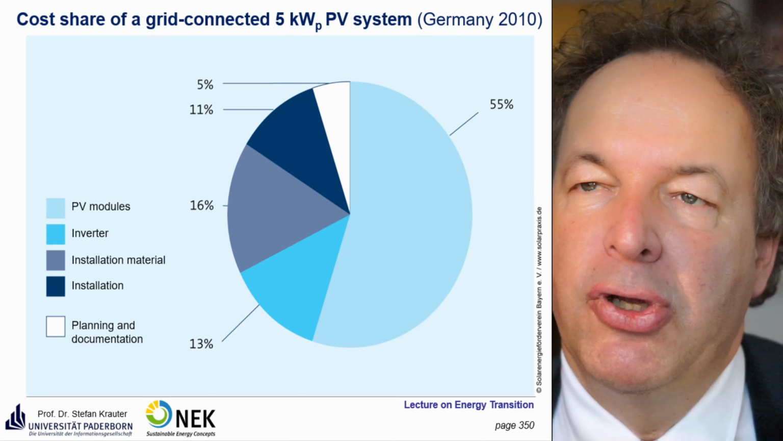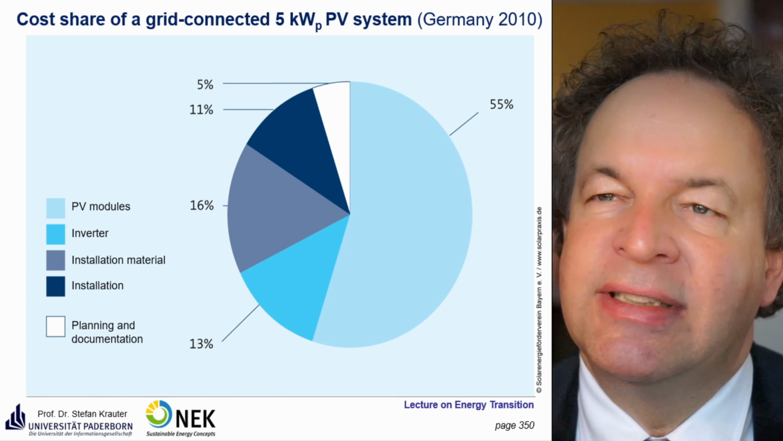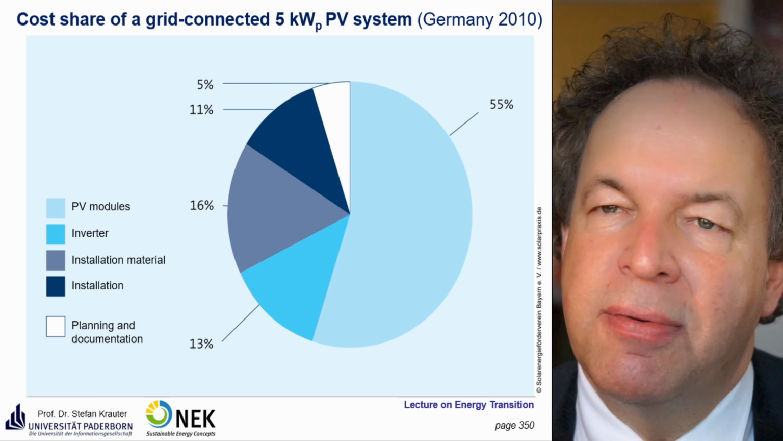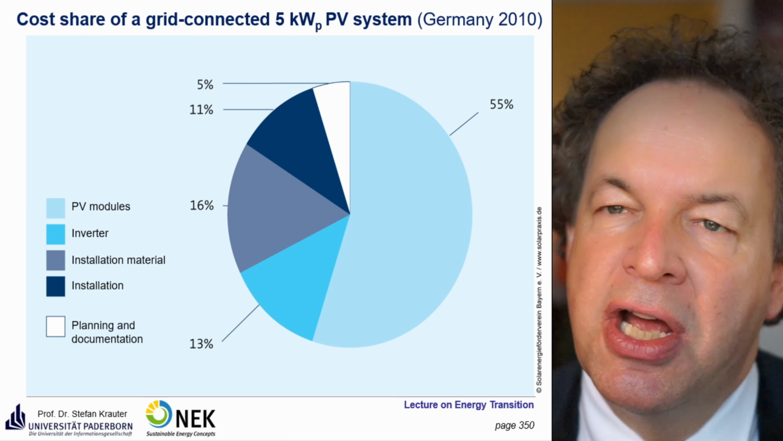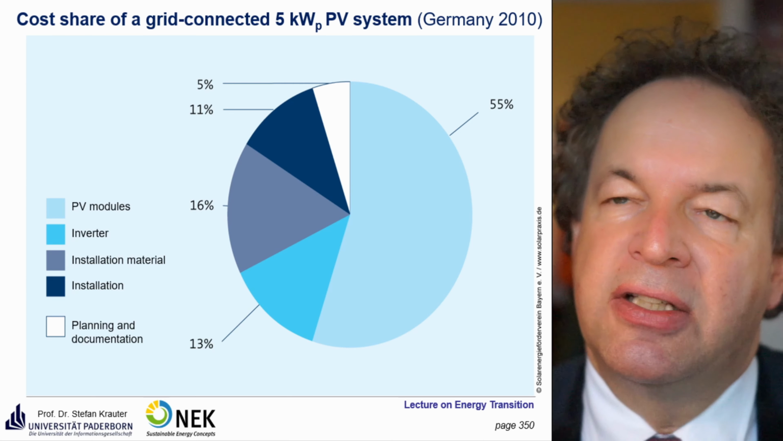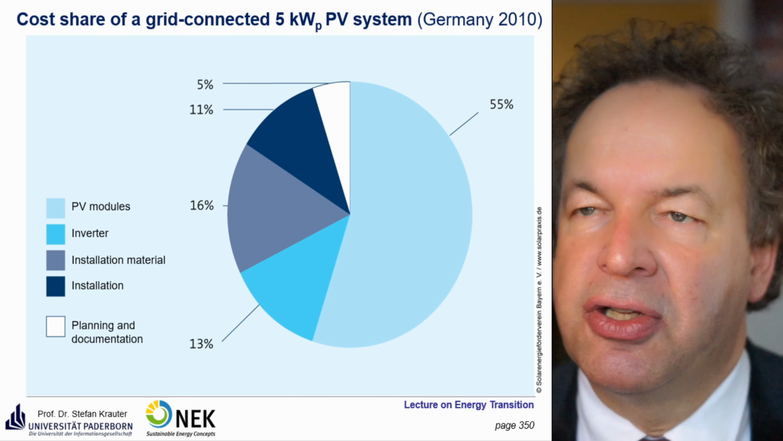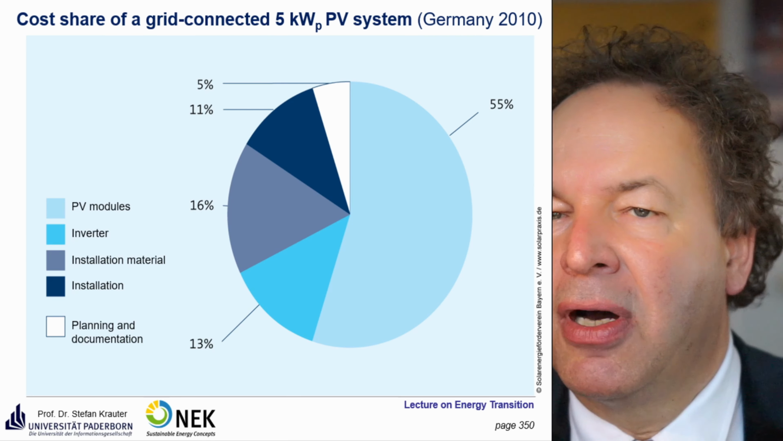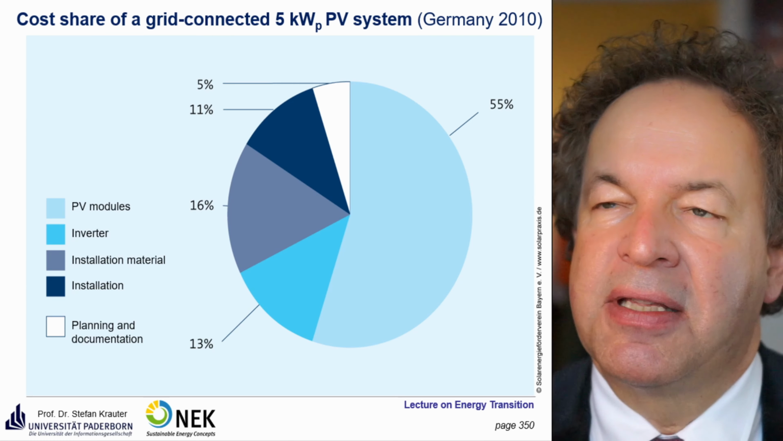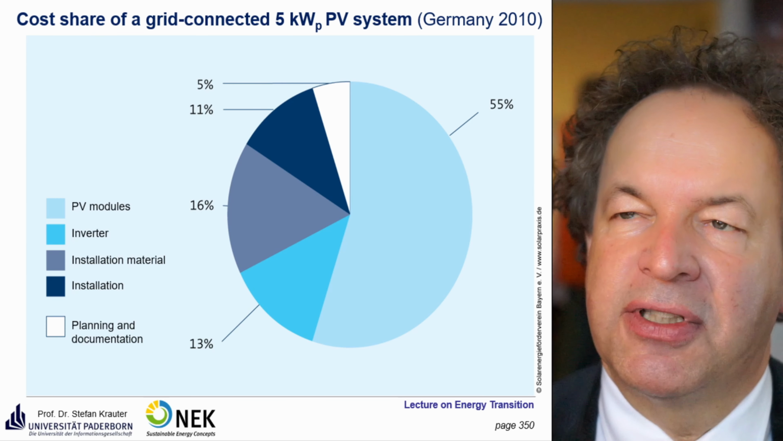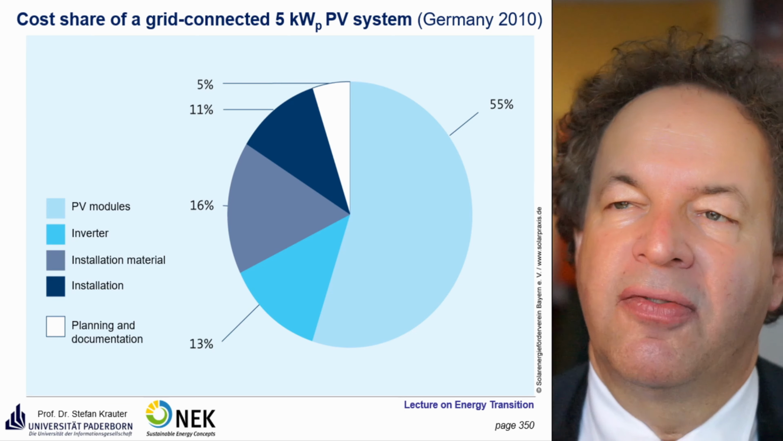So this is a bit of an old picture, but still valid for small systems. Formerly, you spent about 55% on the PV modules, then about 13% for the inverter, about 16% for installation material, and for the actual installation, you paid about 11% of the total costs. This changed, we will see a graph of that. While the modules constantly got cheaper, the labor and the installation and installation material were also rationalized, but not as much as the photovoltaic panels, and therefore the share of the photovoltaic panel went down considerably in the total cost.